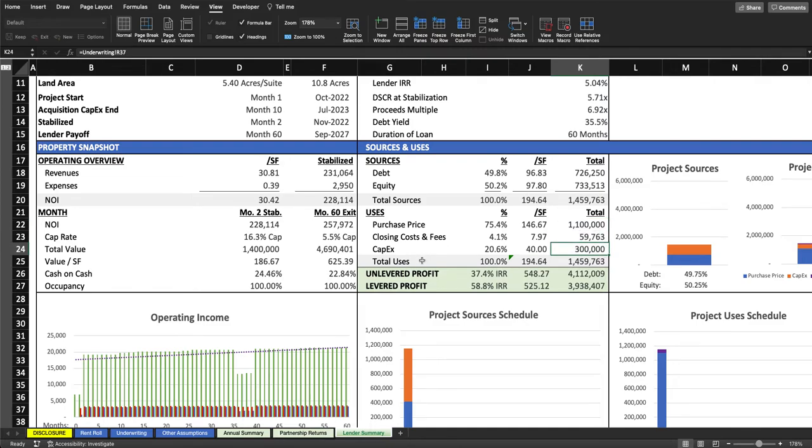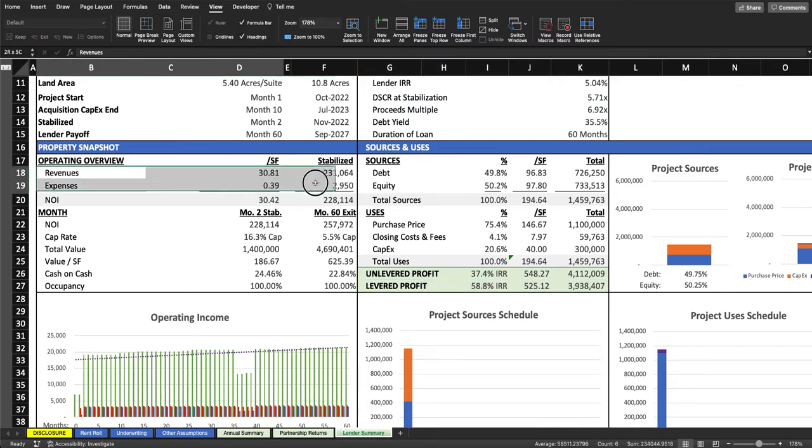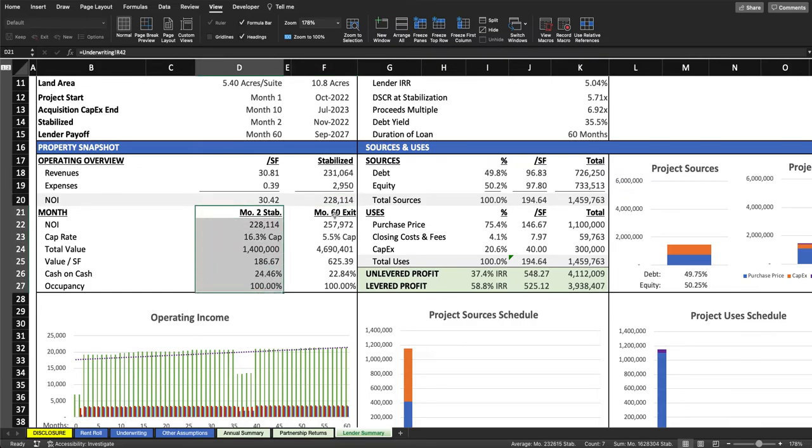So then we show what the total unlevered profit of the project is, what the total levered profit of the project is. Over here, it shows what the revenues of the project are at stabilization, what the expenses are, what the total NOI is, and then this again shows month 2 stabilization versus month 60 exit, what the NOI is, what the cap rate is. So again, this is based on the calculated cap rate, and this is based on the cap rate you're selling the asset at. You have total value per square foot, and then you have cash on cash.